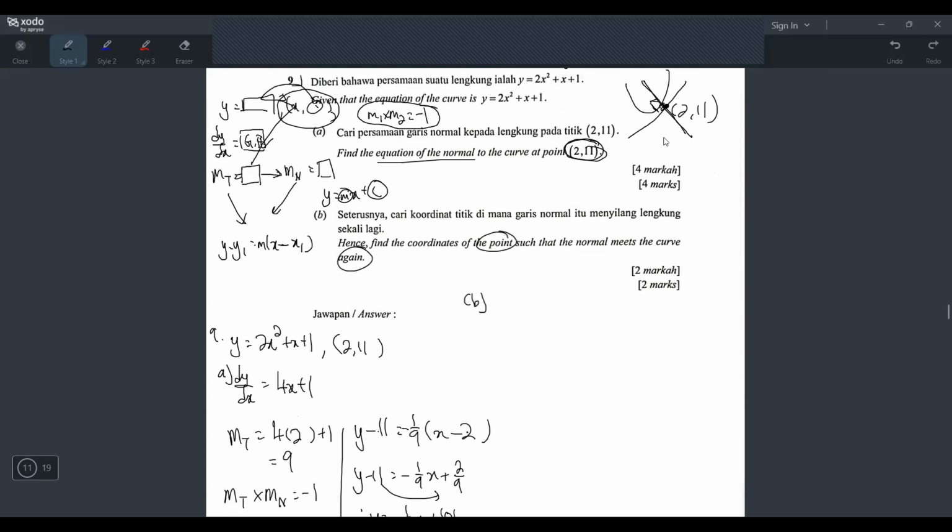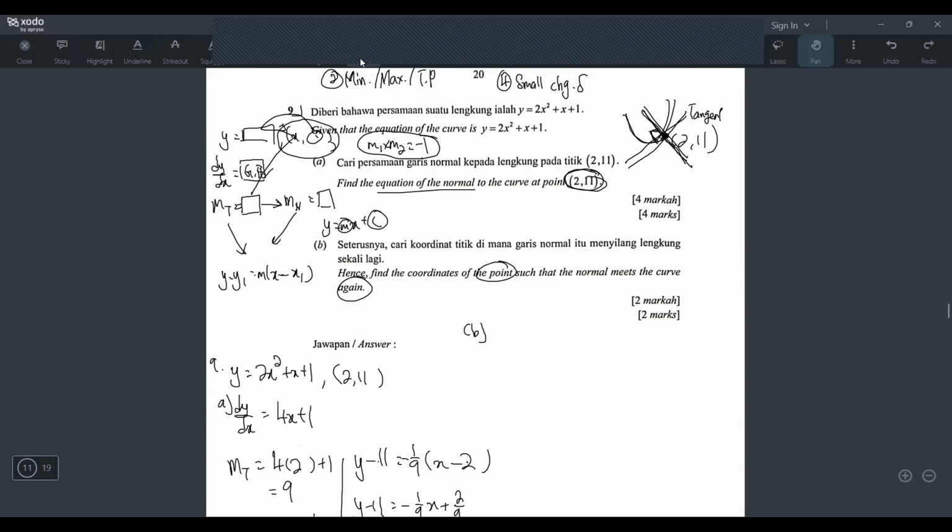Okay, let's look at the diagram I drew earlier. This is the curve. This is the tangent, right? Tangent means it touches the curve at one point, which is (2, 11). And the (2, 11) is the tangent point. And then this is the normal, right? Normal will always be 90 degrees with the tangent. And then they say what? Find the coordinates of points such that the normal meets the curve again.